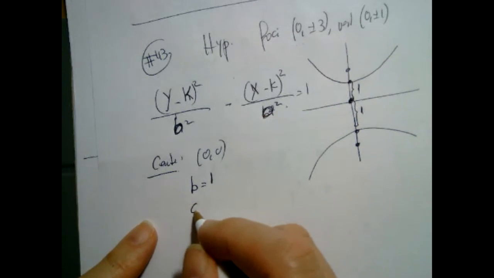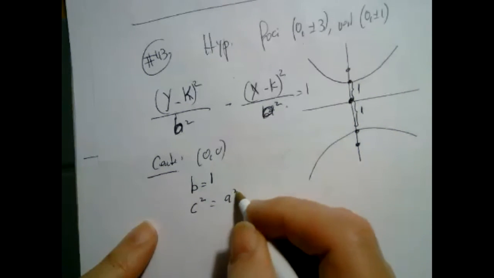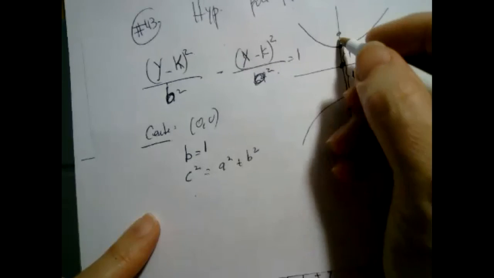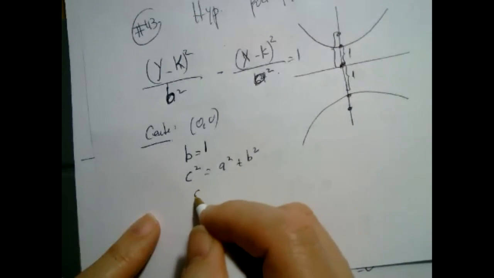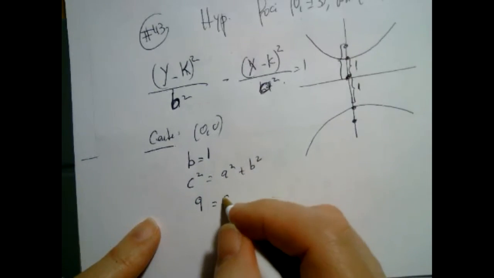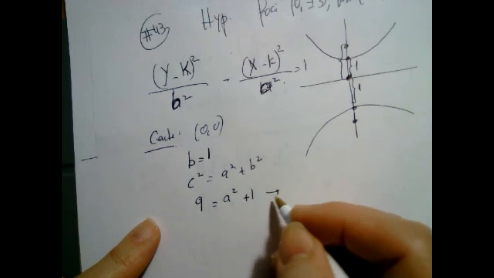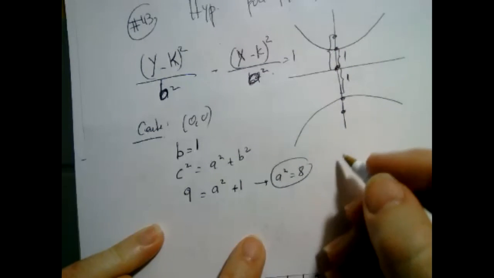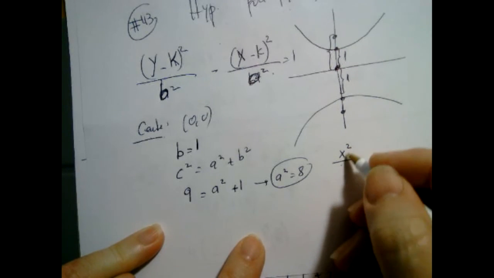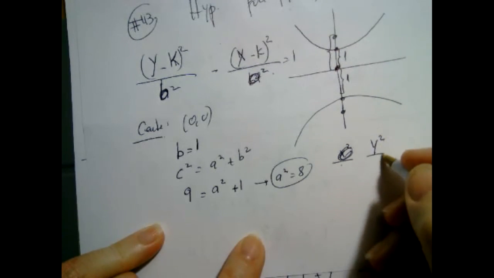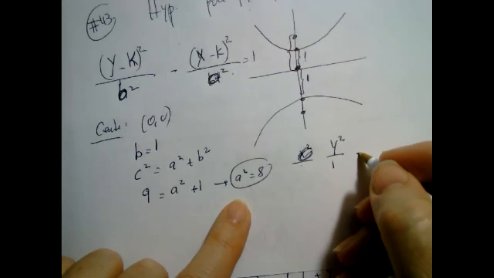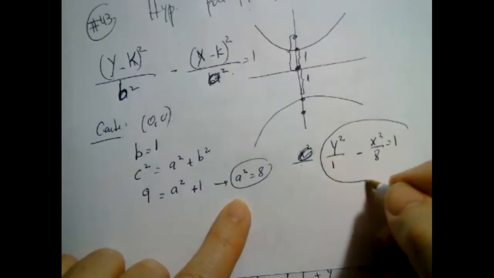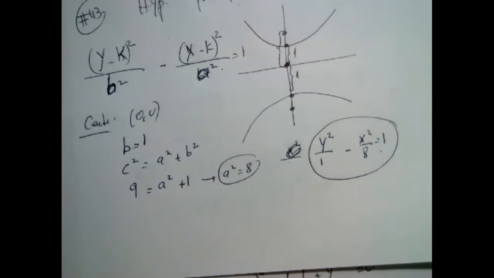Now to find a, I need the c. So c squared is a squared plus b squared. It means that c is the focus distance from here to here, so c squared is 9. a squared is, I don't know, b squared is 1. So a squared is equal to 8. And the equation would be y squared over 1 minus x squared over 8 equal to 1. Eli, is it making sense?